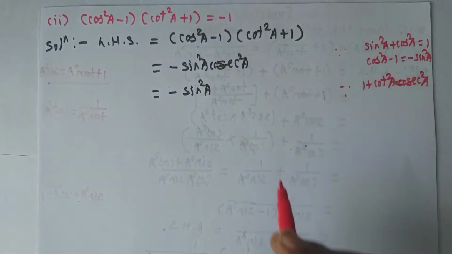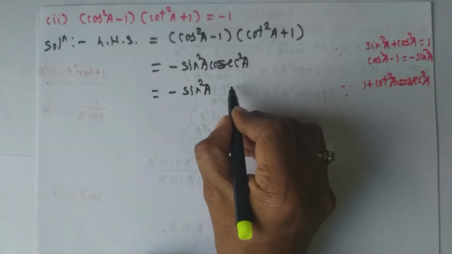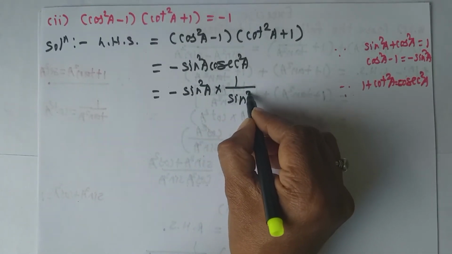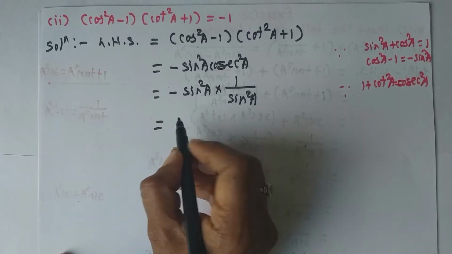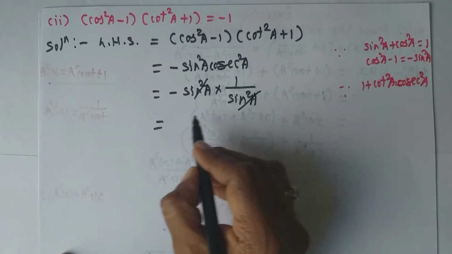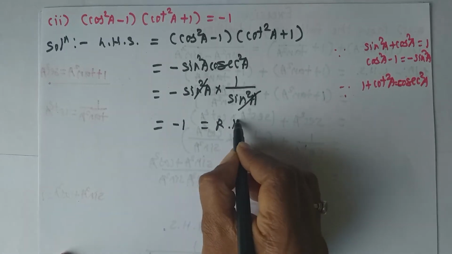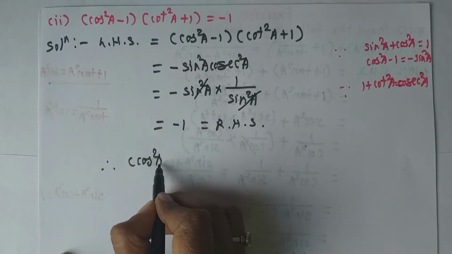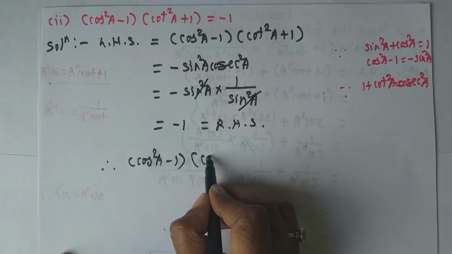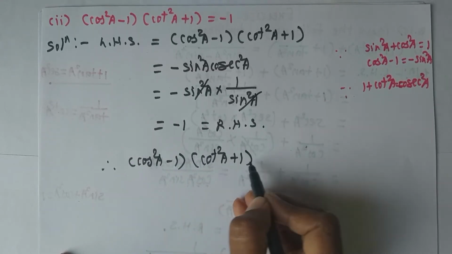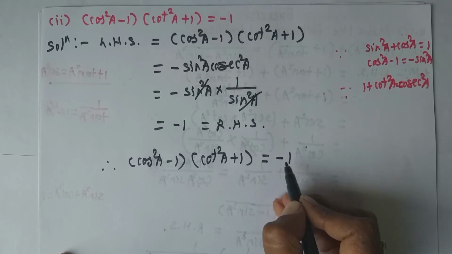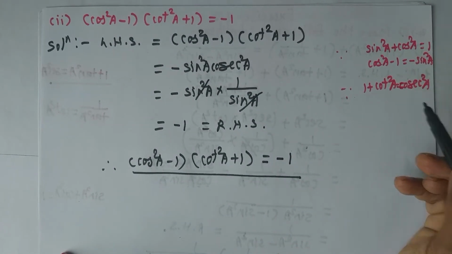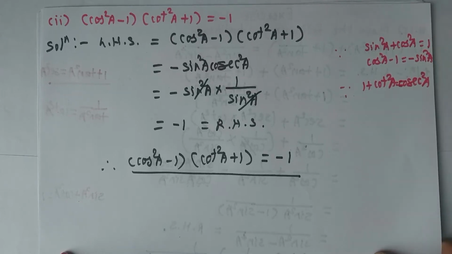Now what is this cosec square a? This is the reciprocal of sine. Therefore for cosec square a, I will keep 1 upon sine square a. And this sine square a will get cancelled, and this will be equal to the right hand side. Therefore, you write down in the bracket cos square a minus 1, in the second bracket cot square a plus 1, is equal to minus 1. In this way, it is very simple if you know the properties. Okay, let's see the next problem.